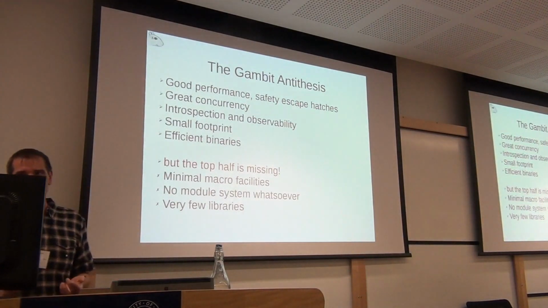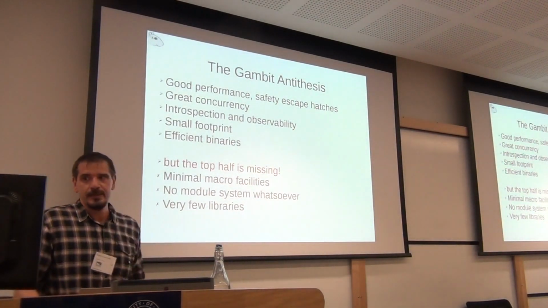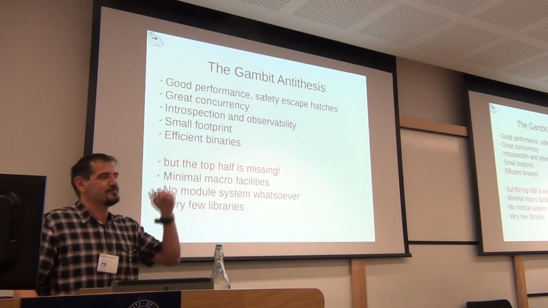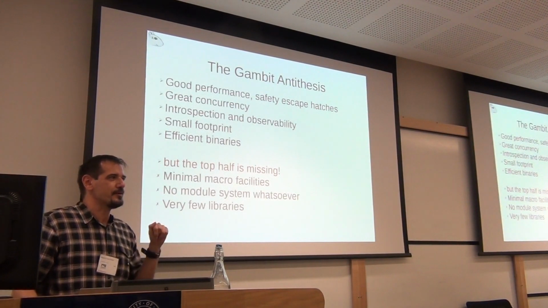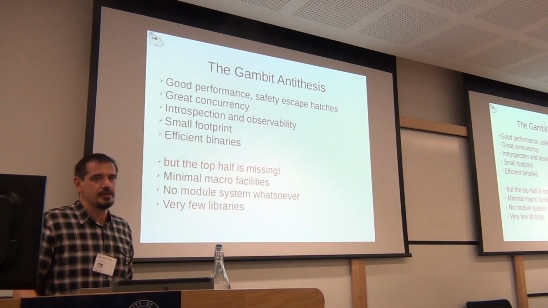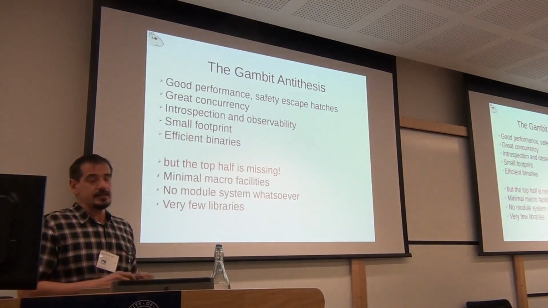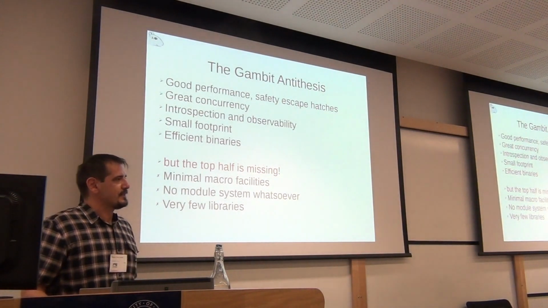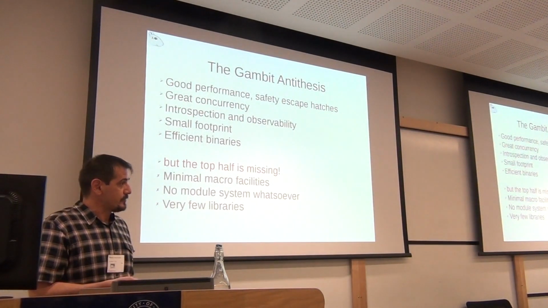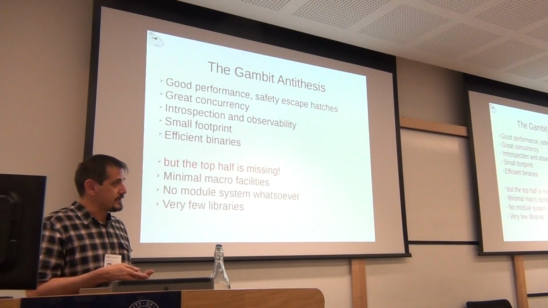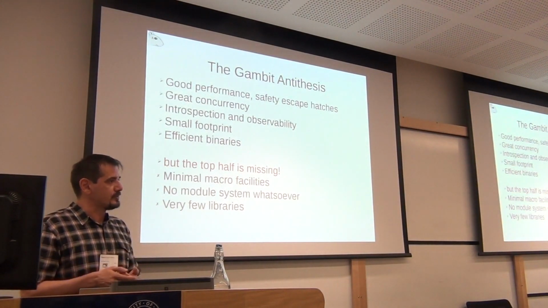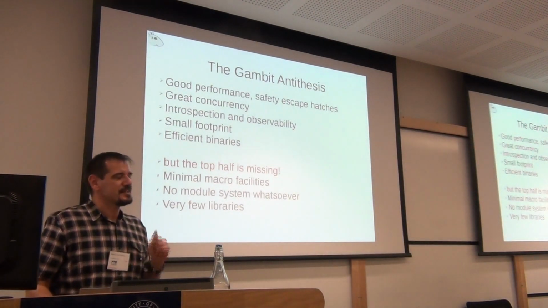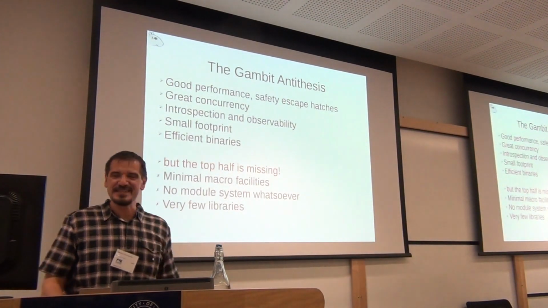That's the perfect antithesis, because Gambit has good performance for Scheme. Plenty of safety escape hatches, even the infamous declare not safe, which basically turns off type checking altogether. And it has excellent introspection and observability. I'm going to demonstrate this a little bit, but basically what this means is that you can go into your system and see what your threads are doing, and you can even enter the threads and hijack the continuation, and examine things from the point of view of the thread. And it can create nice and efficient binaries. It takes a little while to compile. I'm going to say something more about this later.